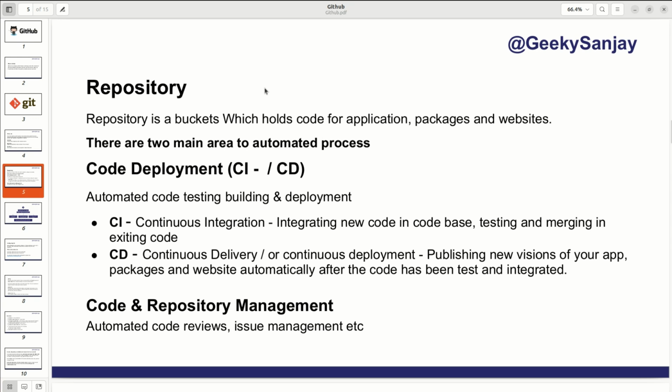Third is repository. Repository is a bucket which holds code for applications, packages and websites. Same thing like a folder, where you are keeping all your things. This repository we will create on the GitHub website, or on our localhost. Both the places we will create. So one is the local repository which you keep on your local, and one is the server repository, the origin repository, where you keep it in GitHub. So these both are different, both work differently.